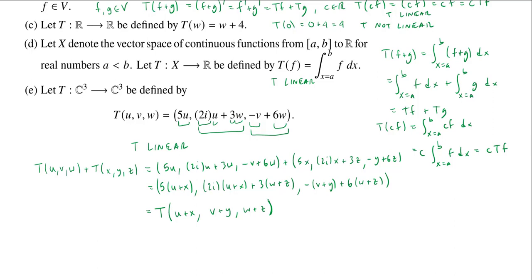Then I would have to take 2i times the first component. Okay, oh, look, 2i times (u plus x). And 3 times the last component. Hey, 3 times (w plus z). And then finally, I'd take the negation of the second component, so negative (v plus y), and 6 times the last component, so 6 times (w plus z). Hey, we did it. All right, so I'll let you check that homogeneity works, but it's going to work pretty much in the same way.